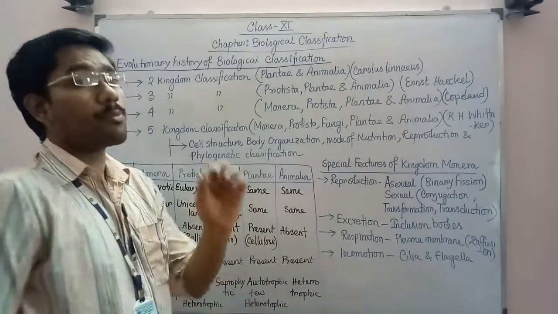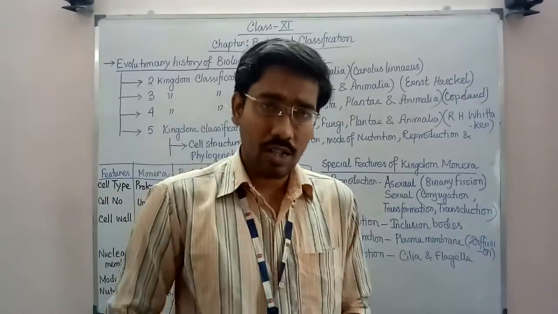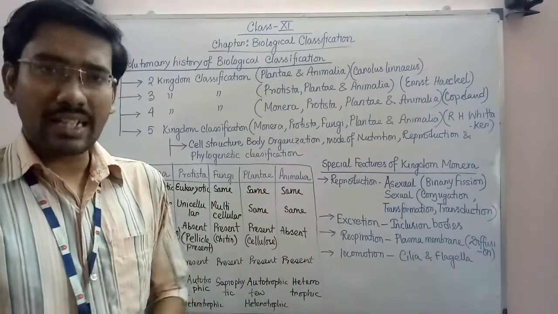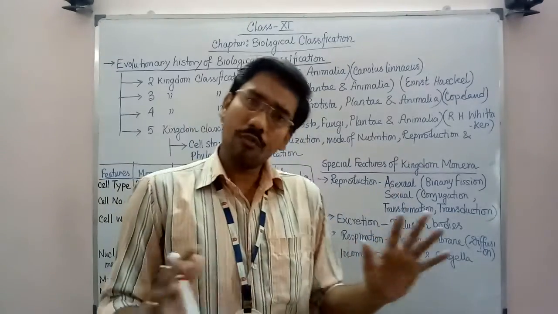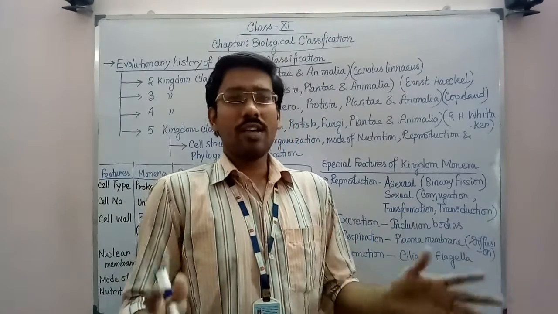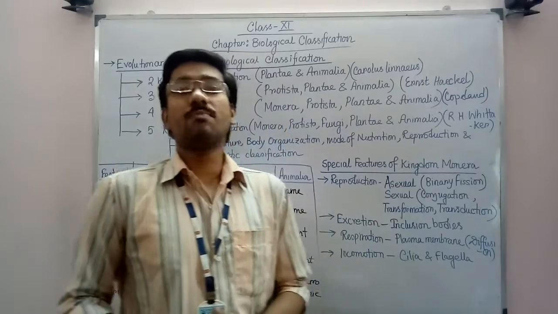First special feature is reproduction. That means whatever types of reproduction are shown by kingdom Monera, that means bacterial cells. Bacterial cells can perform the asexual mode of reproduction. Obviously that means they can perform the process of binary fission.